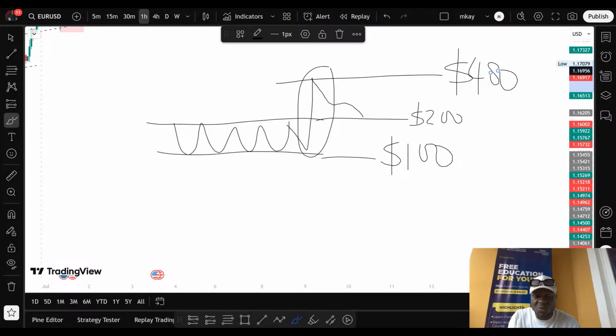When it fades away, it tells you that the initial people that pushed the market were not serious with the market, were not serious with the demand, rather. They were not serious. They gave up.